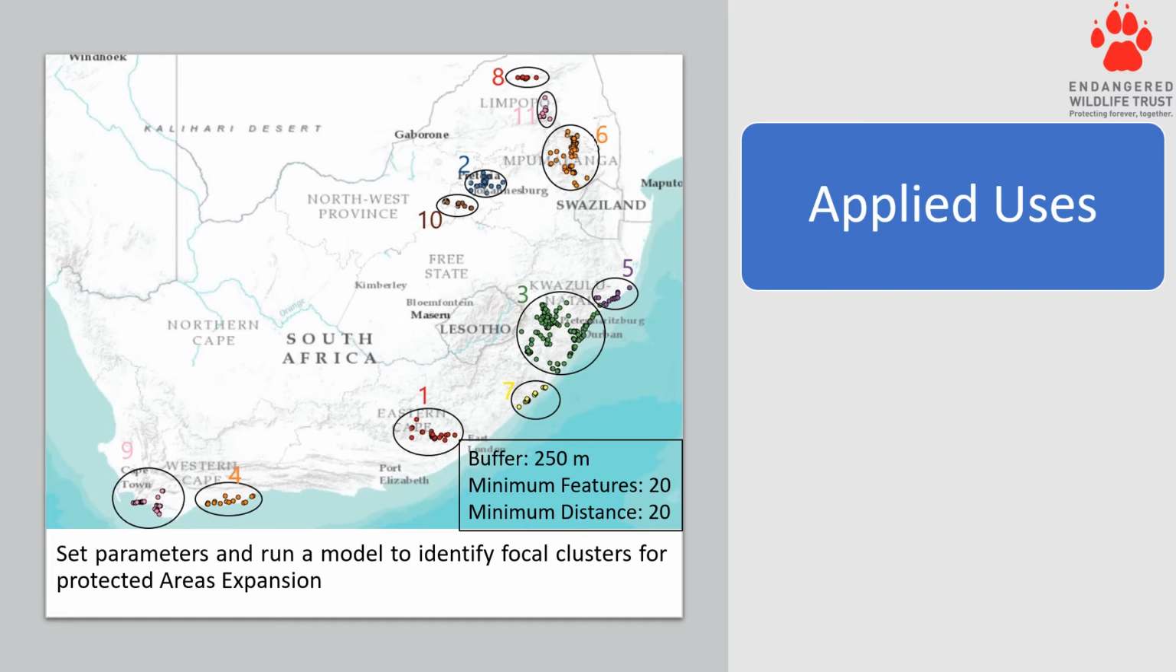In this example, I've set a buffer of 250 meters around protected areas. No-go areas must be within 20 kilometers of one another to be considered part of the same cluster, and there needs to be a minimum of 20 no-go areas to form a cluster.